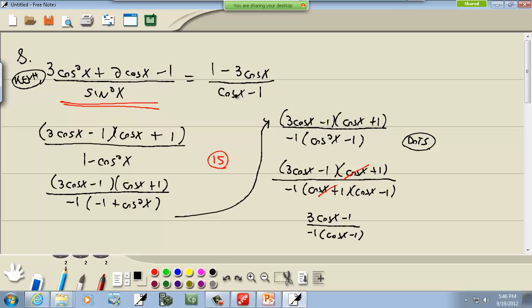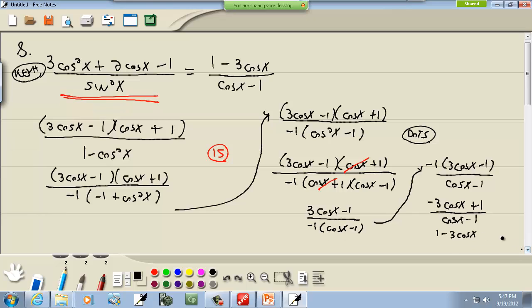Now that's real close to the other side. The bottom part's almost perfect, except for the negative down there. The top part, the signs are wrong. Well, we can take this negative 1 here and put it up on top, and then we're left with cosine x minus 1 down here. Multiply the negative 1 through, and I get (-3 cosine x + 1) over (cosine x - 1). Then we can flip those around and we get (1 - 3 cosine x) over (cosine x - 1), which matches our other side. So that's our answer.